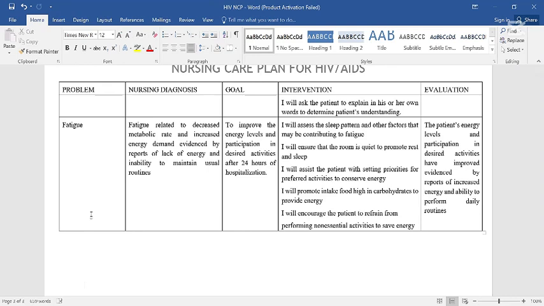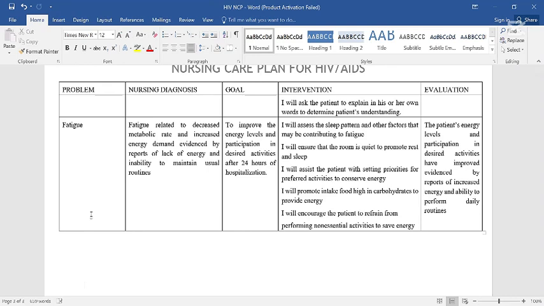So you find that the patient will be tired, or will be feeling tired more and more. And this is because they have a decreased metabolic rate and an increased energy demand. So whatever energy is being produced in the body, it is going towards the viral replication. So you find that the patient will be tired most of the time.